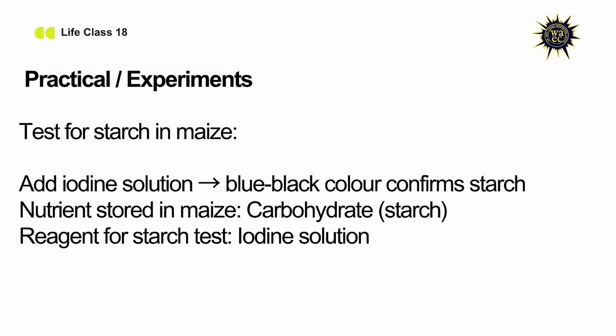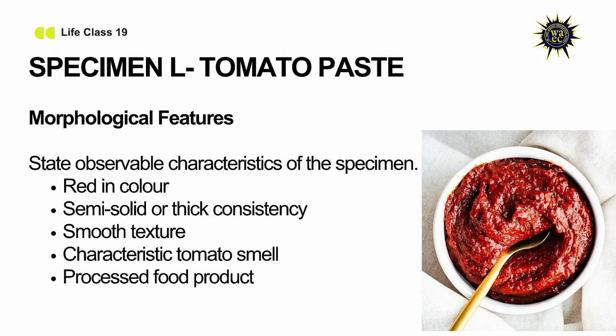So that is where our materials may come in handy. Specimen L is tomato paste. Now, you may be asked the morphological features of the paste. What can you observe? Now, it is red in color. It is semi-solid or thick in consistency. It is smooth. It has a characteristic tomato smell.